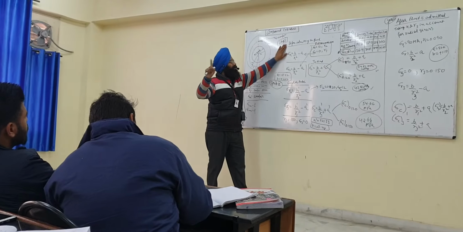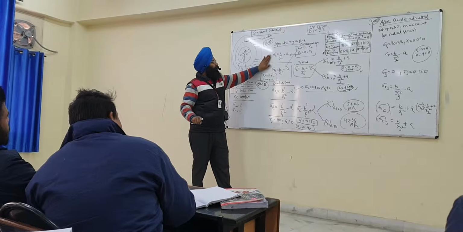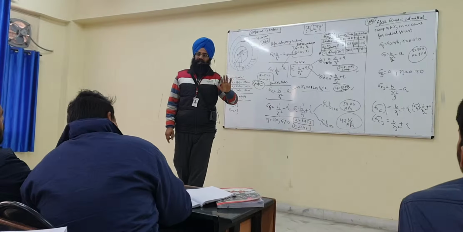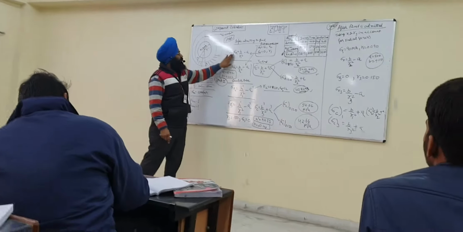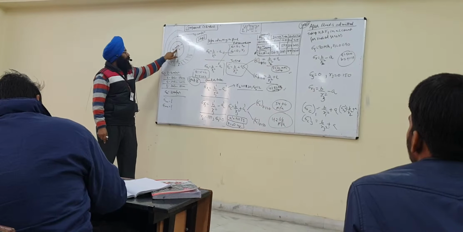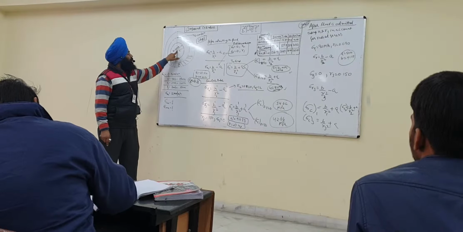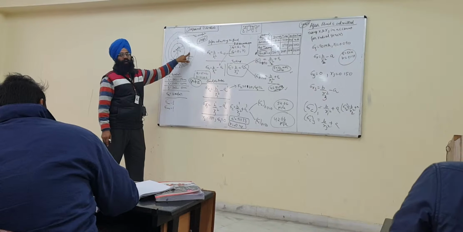Entered into the cylinder, what happened at that time? From the Lame equation, we know stress σr is B by r square minus A. This is the formula. So we will take up the case when R1 value is given to us, and we will take the case for this value R2.